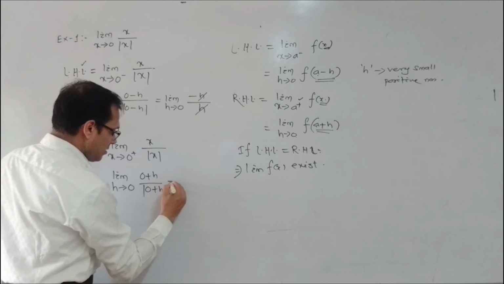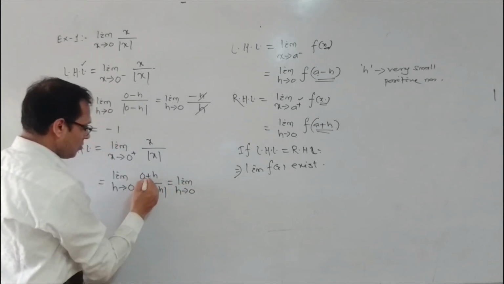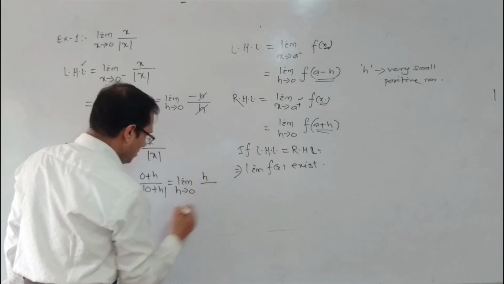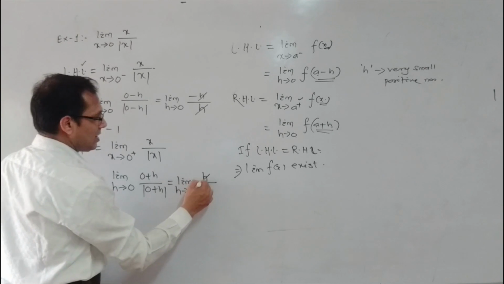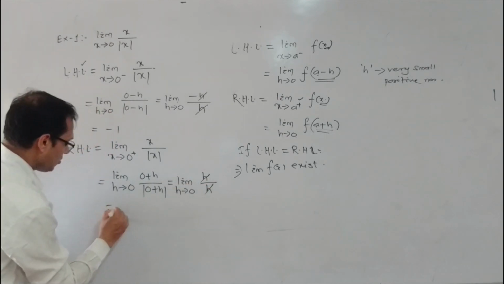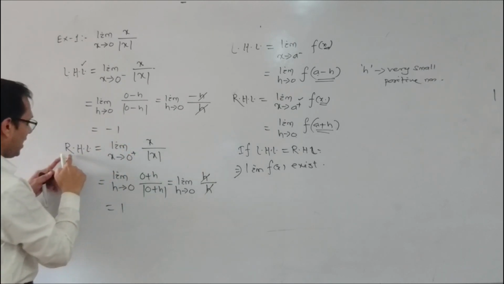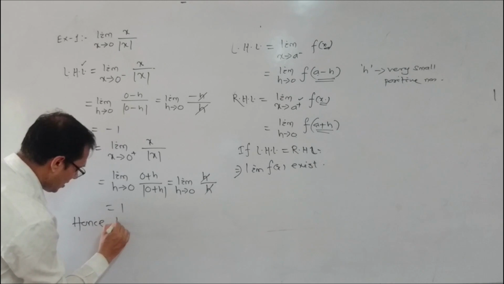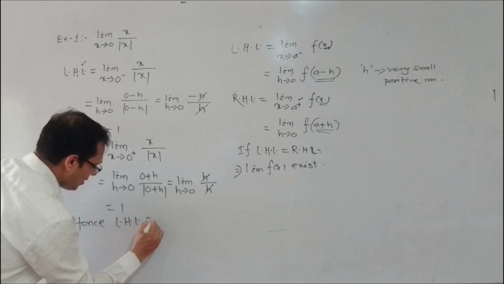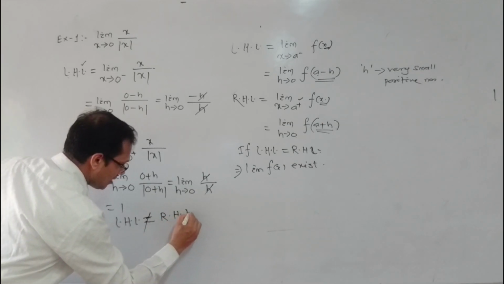This is nothing but the limit h tends to 0, 0 plus h means h, by mod h. The value of mod h is h. h cancels, then we are left with 1. Here you see, the left hand limit is equal to minus 1 and the right hand limit is equal to 1. Hence, you should write that the left hand limit is not equal to the right hand limit.